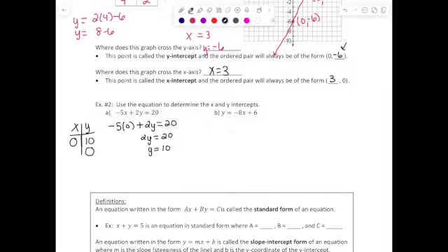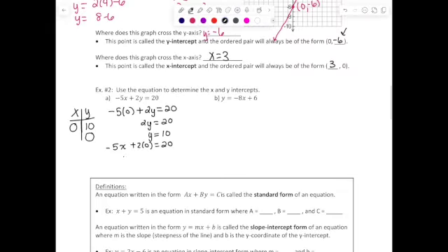Okay, now let's solve for plugging in 0 for y. So that's -5x plus 2 times 0 equals 20. I get -5x equals 20, which means x is -4. Okay, so now that we have this little chart, we can't just leave it like this. We have to actually determine what those intercepts are.